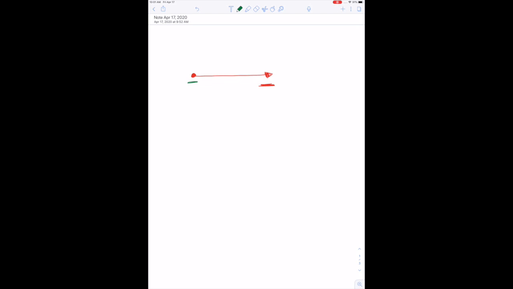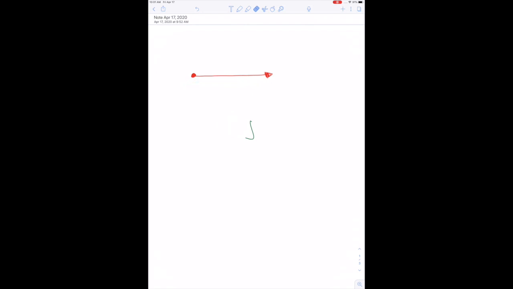Not an array, but just ray, R-A-Y, means that we have a stop point and a line that continues on. That arrow means it's just going to keep going, and keep going. So that's what a ray is.